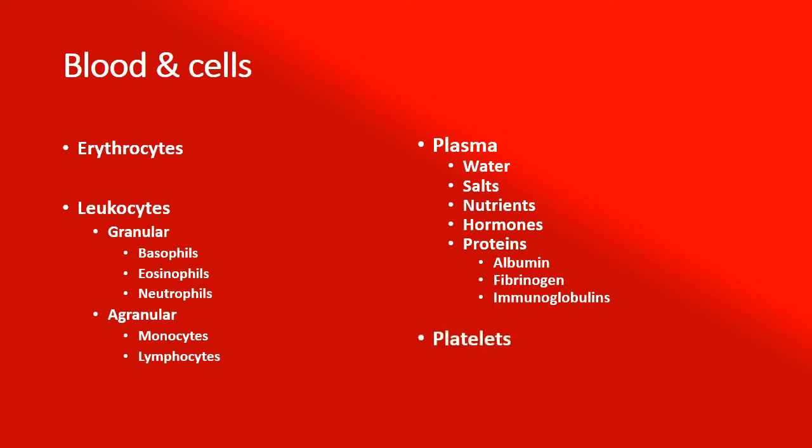And then, of course, there are platelets, which are needed to stop bleeding if you hurt yourself. Now let's talk about chambered hearts. Remember, there are some organisms that have a 2-chambered heart. There are some organisms that have a 3-chambered heart. And, of course, mammals have a 4-chambered heart.